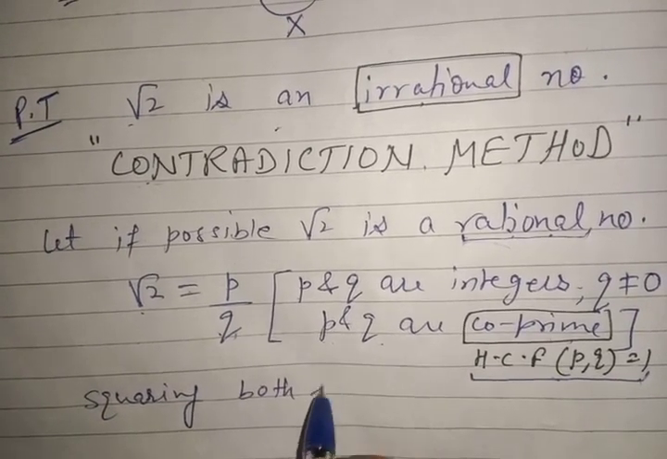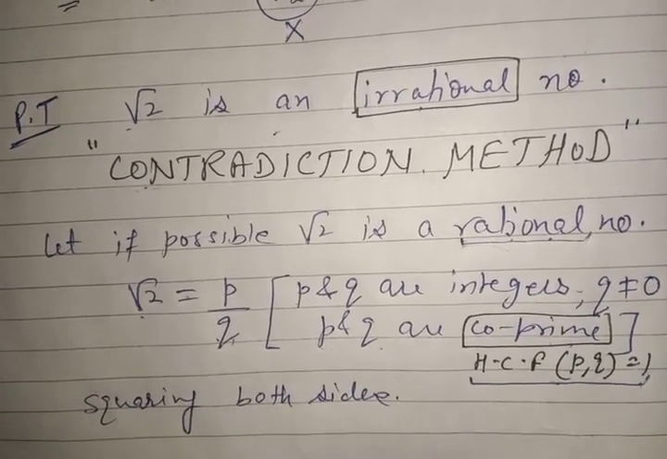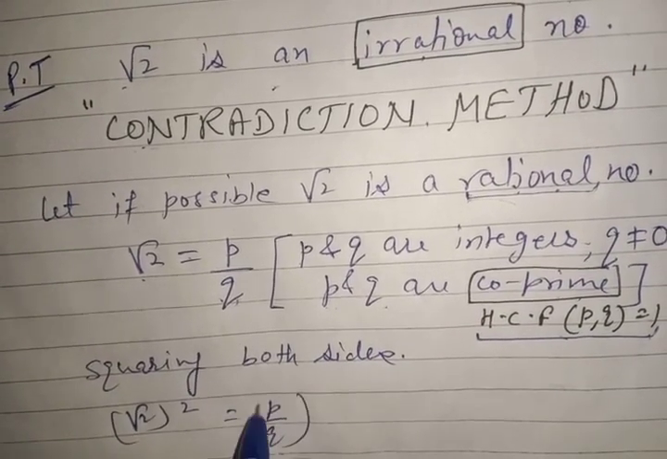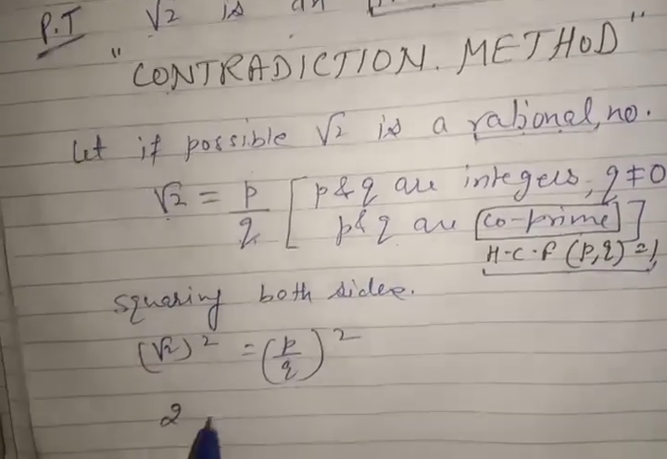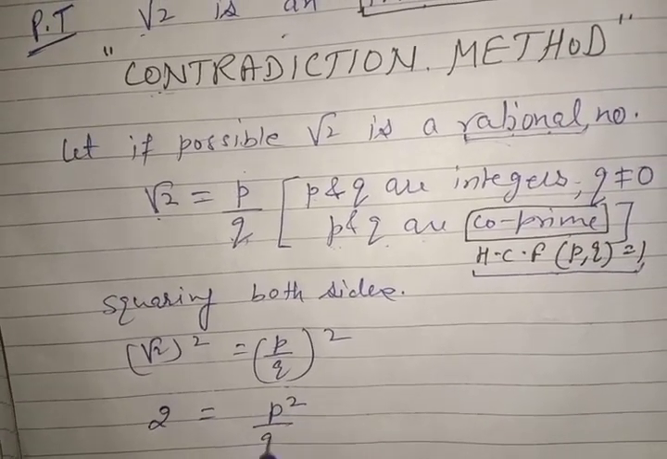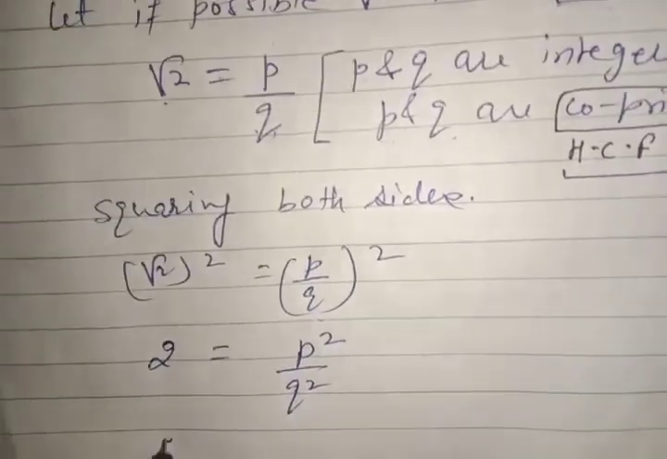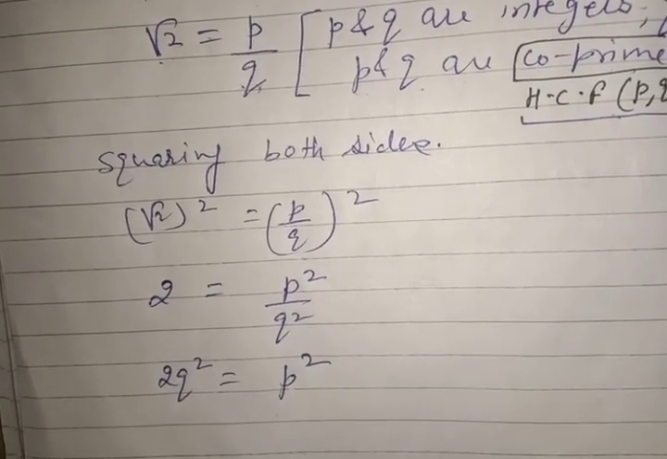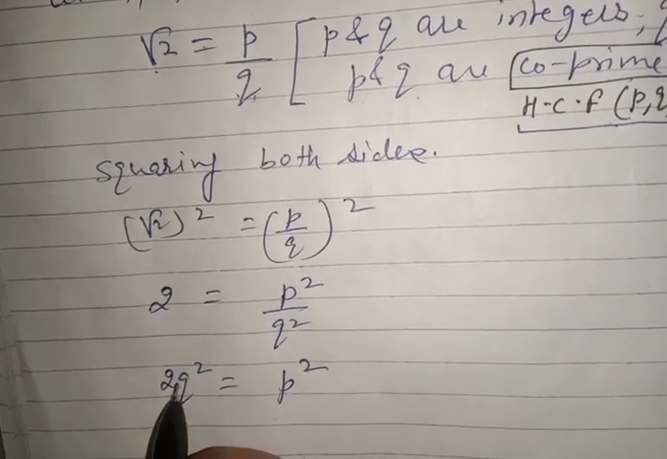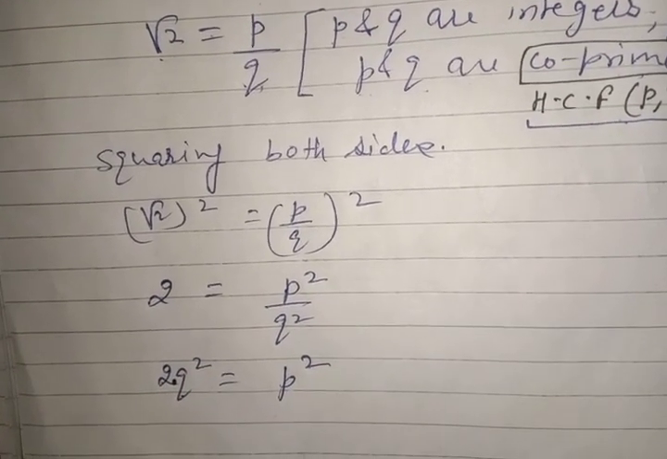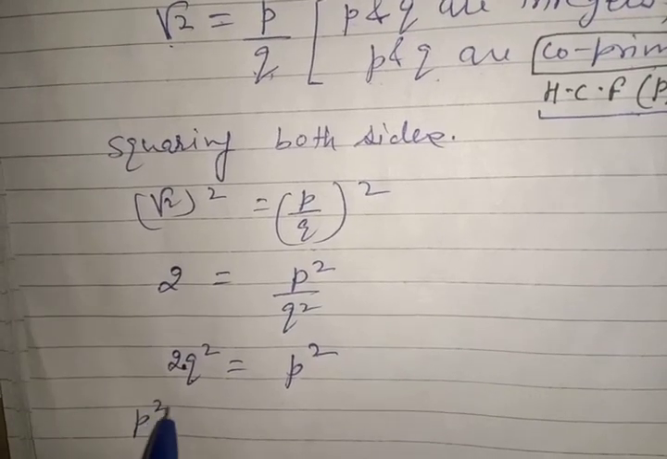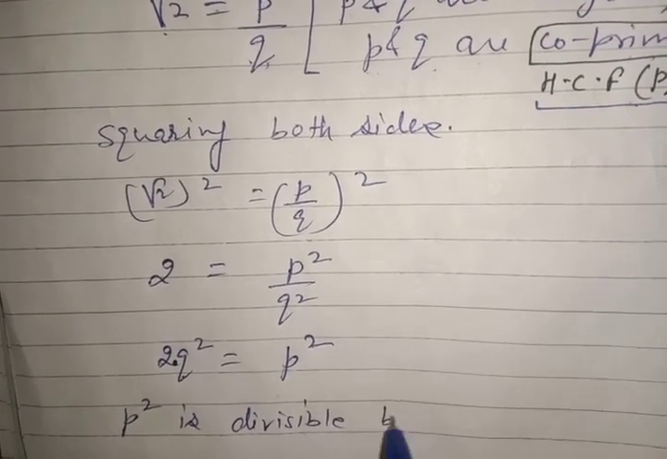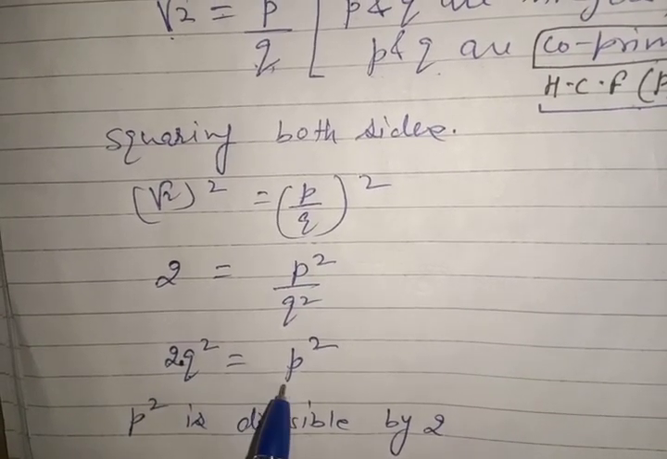So squaring both sides, we get root 2 whole square equals P by Q whole square. Root 2 square is 2, and P square by Q square. This can be written as 2Q square is equal to P square. You can see easily that here it is 2 multiplied by Q square. So I can write that P square is divisible by 2, because I can shift this 2 to the denominator.